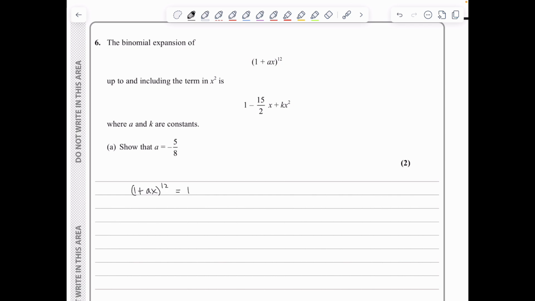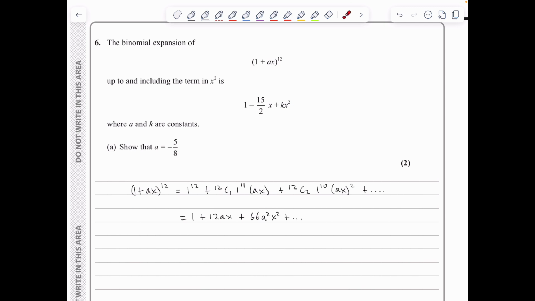So we start with 1 to the power of 12 plus 12 choose 1 times 1 to the power of 11 times ax, plus 12 choose 2 times 1 to the power of 10 times ax to the power of 2 plus dot dot dot. As always, notice that the sum of the 2 powers is always giving me the original power of 12, and I can proceed in simplifying. We've got 1 plus 12ax plus 66a squared x squared plus dot dot dot.